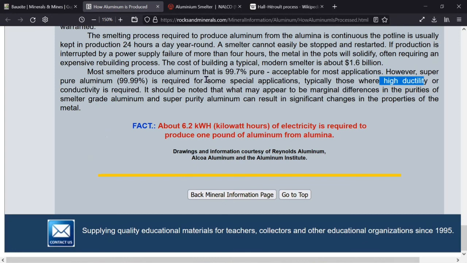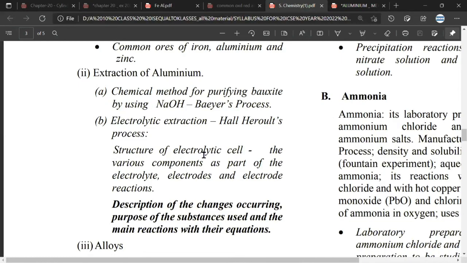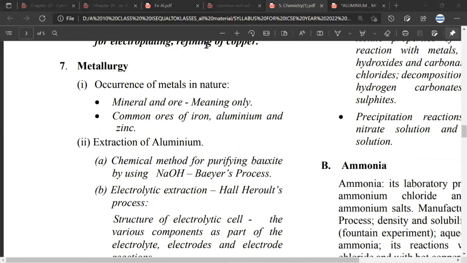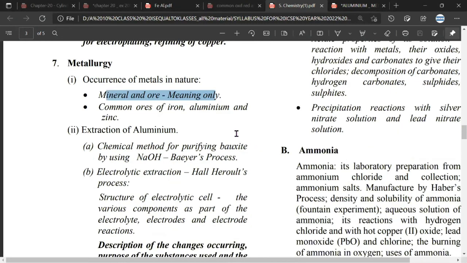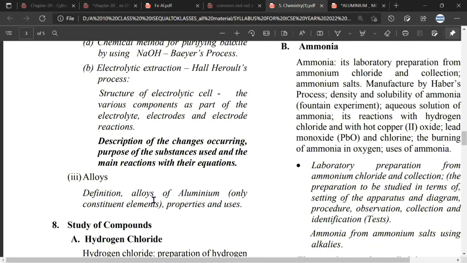And in the next lecture, two very small topics are remaining from metallurgy. One is the common ores of iron, aluminium and zinc. The other is the definition of alloys of aluminium, the properties of alloys and uses of the alloys. Any doubt, Mr. Siddhi? No.